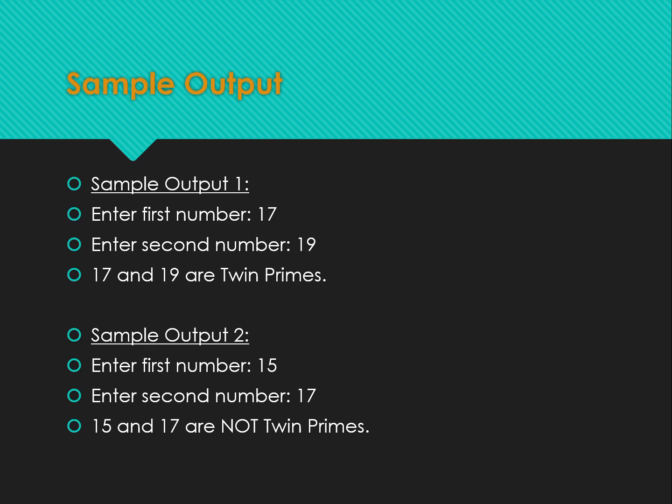Let's look at two sample outputs. In the first case, the user inputs 17 and 19. Both are prime and differ by 2, so they are twin primes. In the second case, the user enters 15 and 17. 15 is not a prime number, so the result is not a twin prime pair. These outputs confirm that the program works as expected.